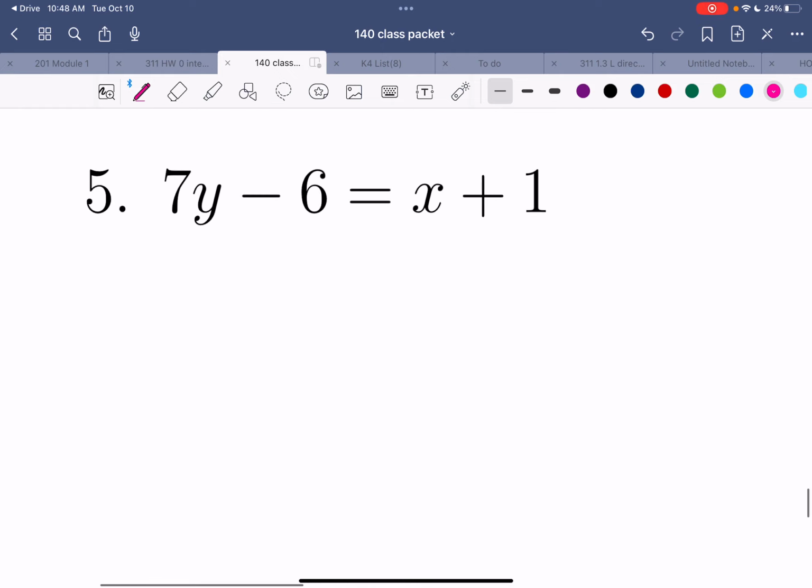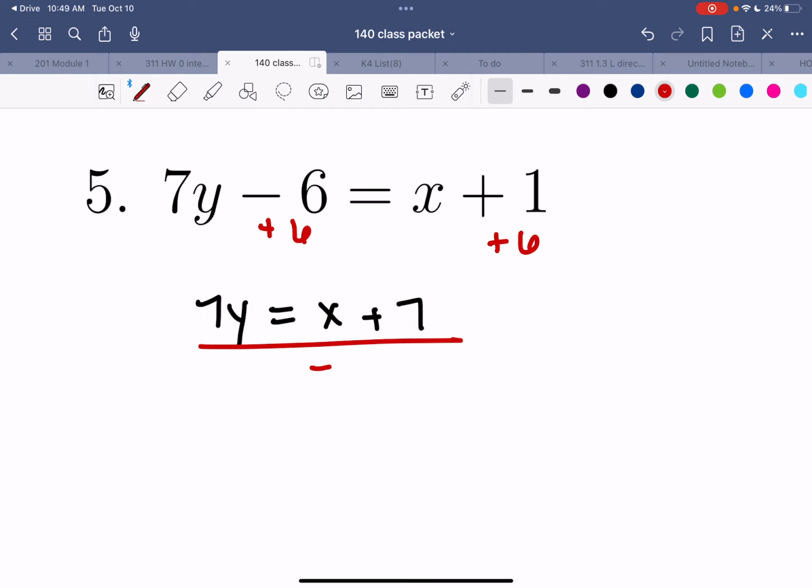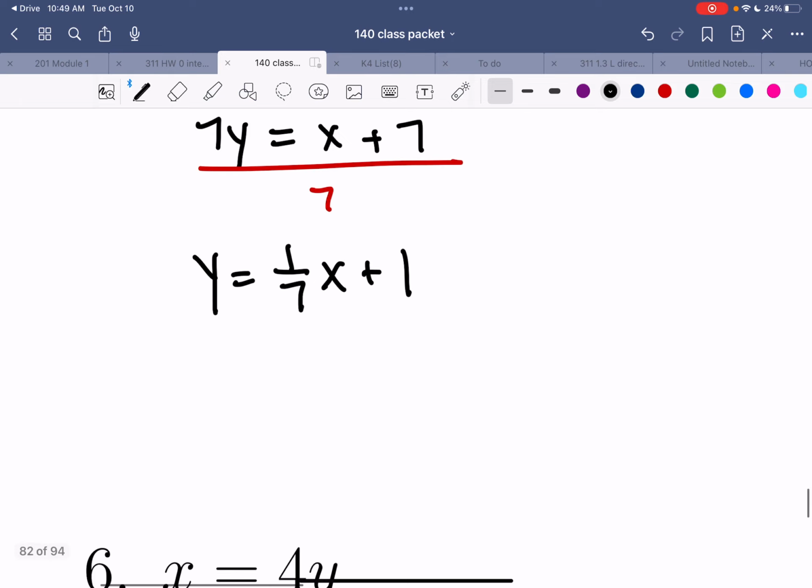Okay. All right, number 5. This one doesn't at all look like our point slope form. Maybe I could factor or do some crazy stuff, but I don't want to do that. So let's go ahead and solve for y here to get it into slope intercept form. So I'm going to go ahead and add the 6 to both sides. That will give me 7y is x plus 7. And then let's divide everything by 7. So that will give me y equals 1 over 7 times x plus 1.